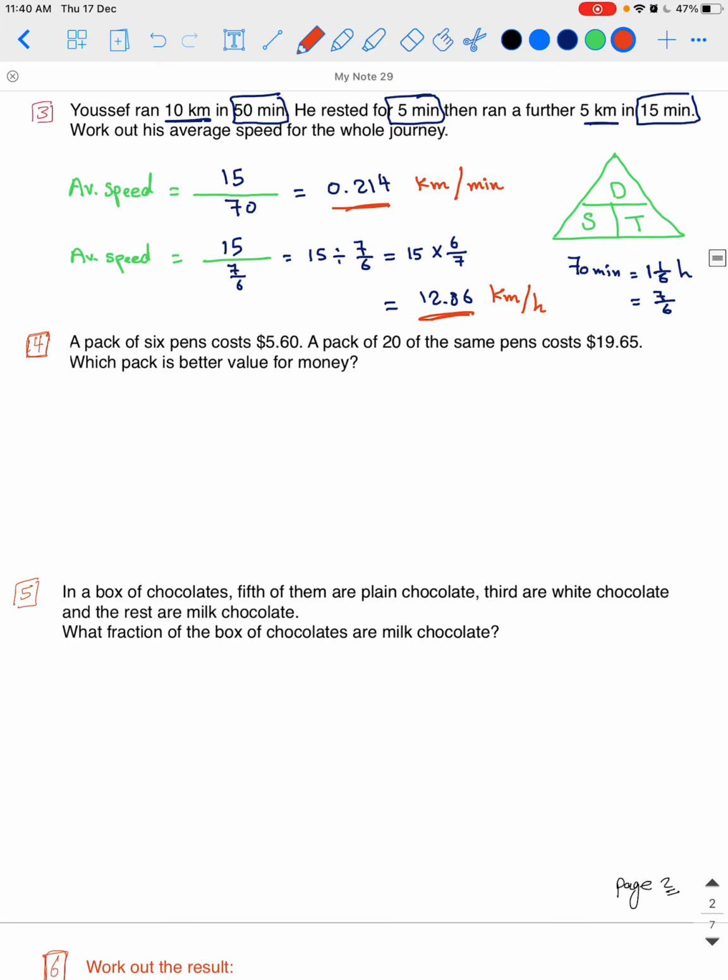Let's complete. Question number 4. A pack of 6 pens costs $5.60, and a pack of 20 costs $19.65. So which pack is better value for money? So you need to calculate the rate. Okay, so let's calculate rate 1 and rate 2.